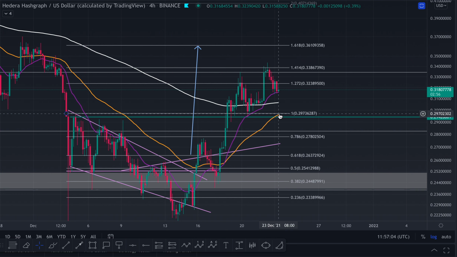If we were to lose this, then as long as we're above the 0.618, it doesn't matter how deep we correct. As long as we're above that 0.618, we should continue up. I gave you all these technical targets to the upside, like 30 cent and 36 cent.